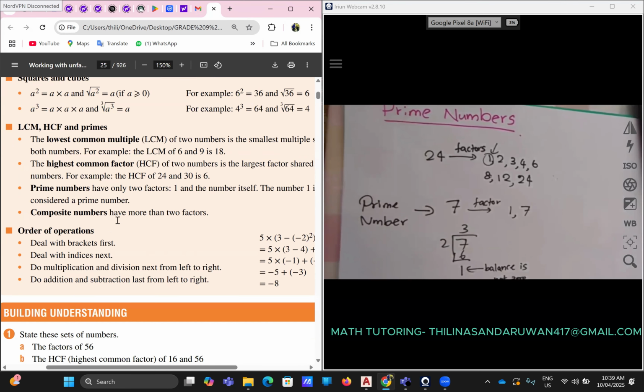And then composite numbers mean the opposite of prime numbers. Composite numbers have more than 2 factors.